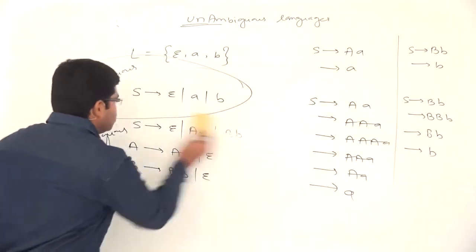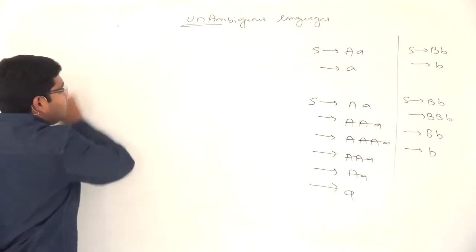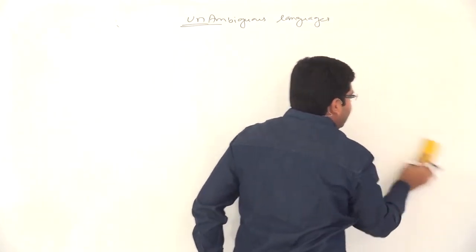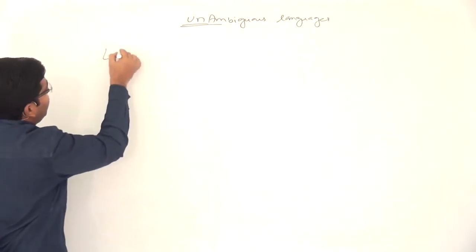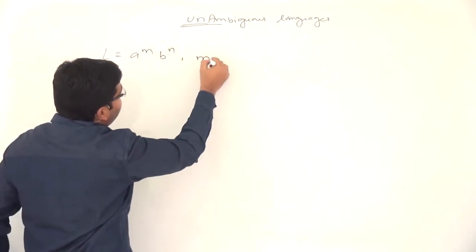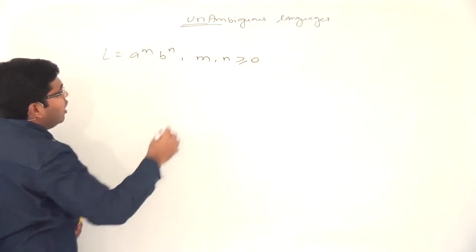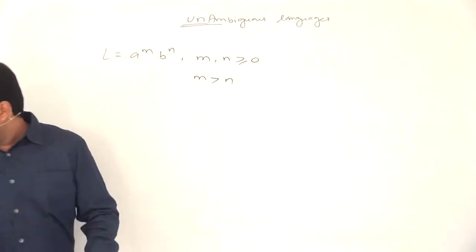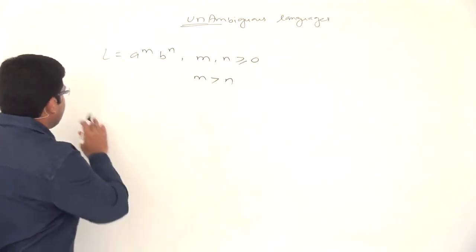unambiguous grammar. For that example, we will be taking the language a to the power m, b to the power n, with m greater than n. So let's consider the language L equal to a to the power m, b to the power n, where m, n greater than or equal to 0 and m greater than n. So the number of a's should be more than the number of b's. Let's see the grammar here.